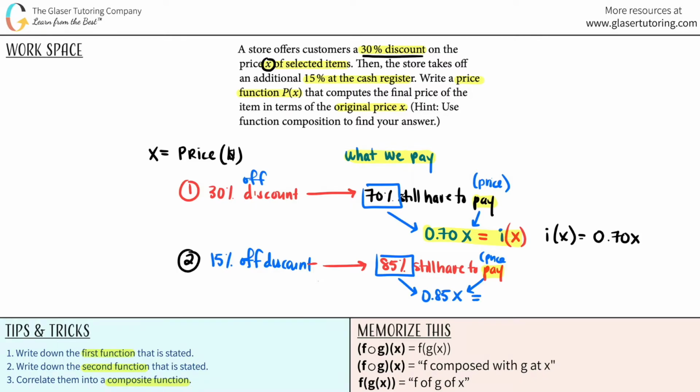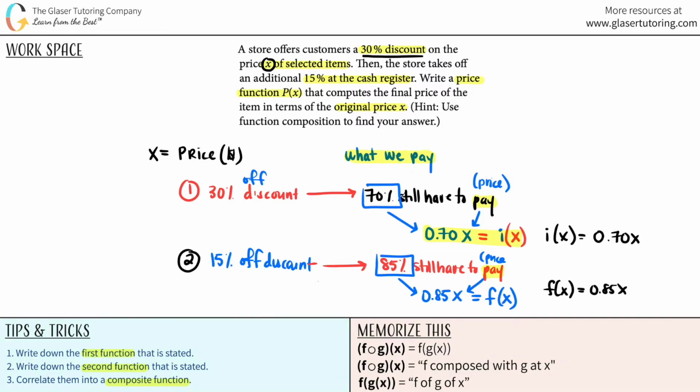We used I for initial. Maybe we'll use F for final discount. So I'll say F of, since I used an X here, I got to plug in an X. And that's our two functions. We did the 30% off, boom, right here. The 15% off discount is now going to be F of X equals 0.85X.